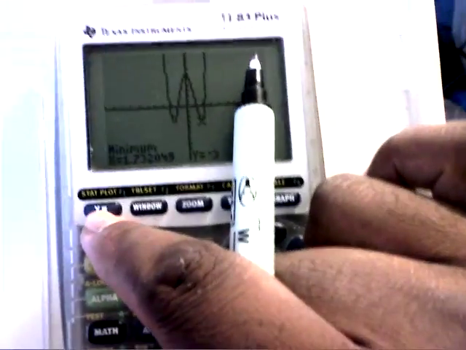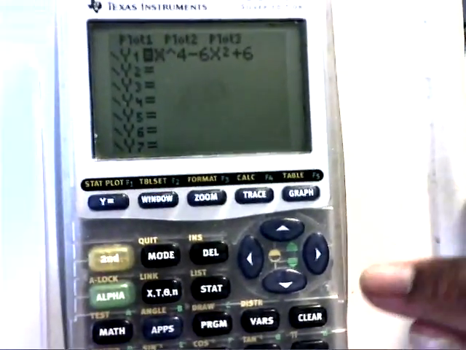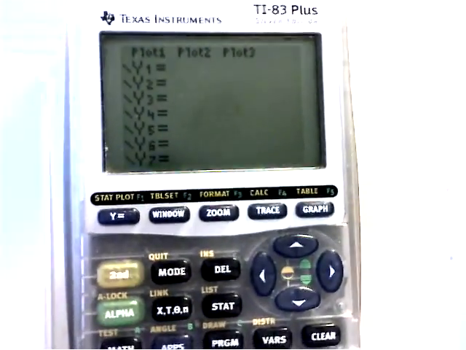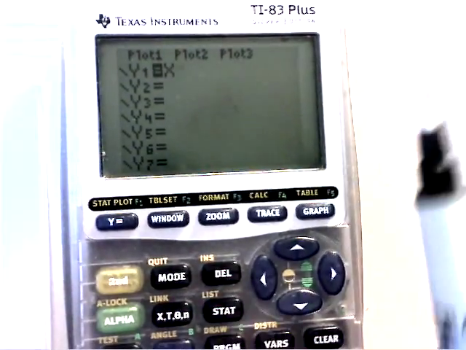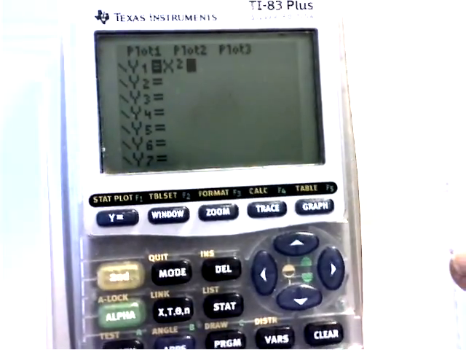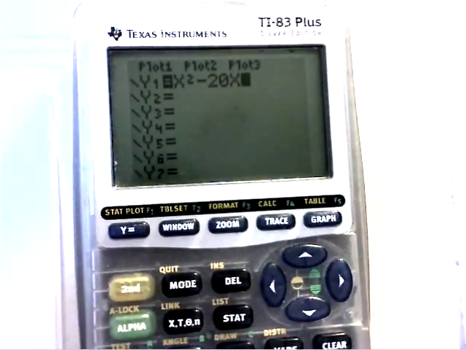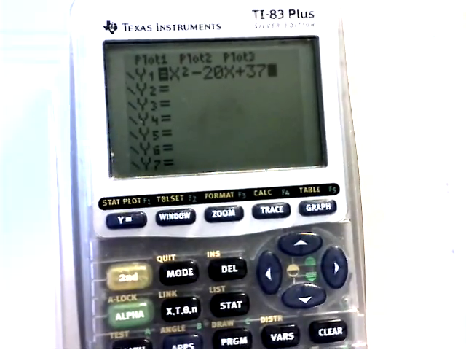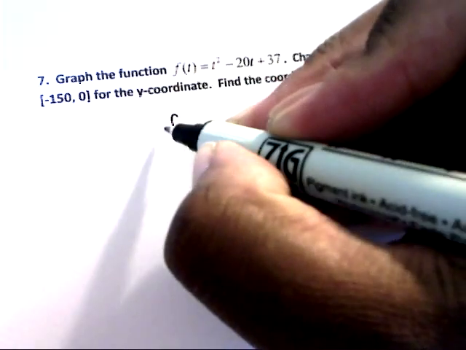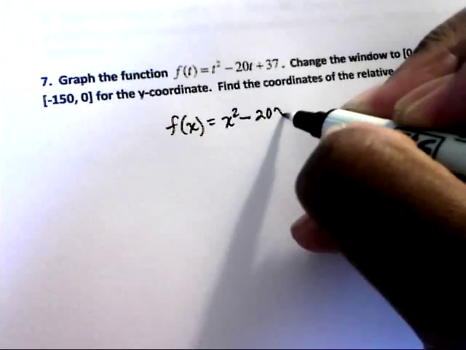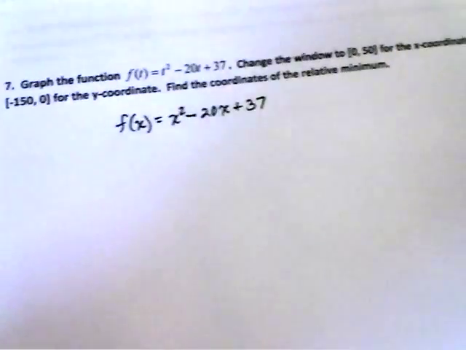Okay, so let's go to our calculator and go to y equals. Let's clear this equation now. Now t squared, we're going to treat that as x. So here this will be x, and then hit your x squared button for the exponent of 2, minus 20x plus 37. Okay, so again, you can write this as f of x if you like, is equal to x squared minus 20x plus 37.